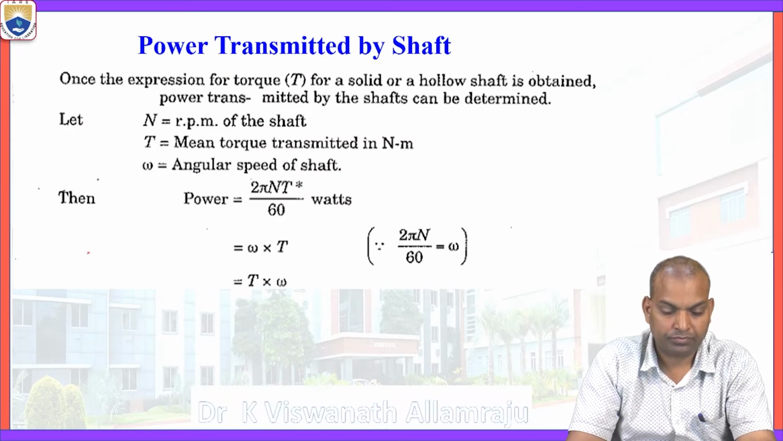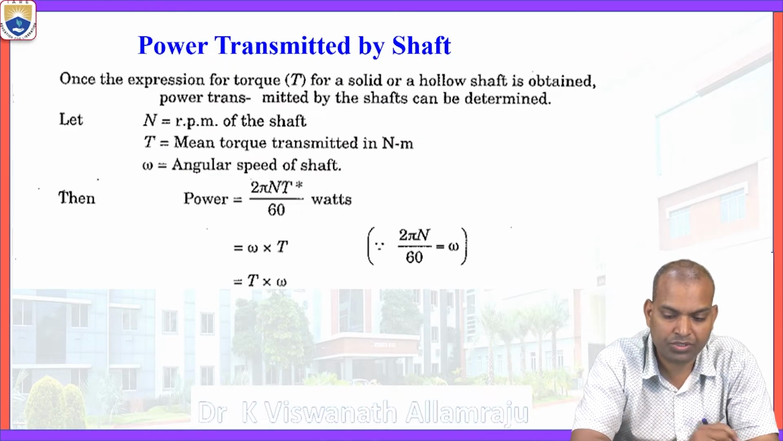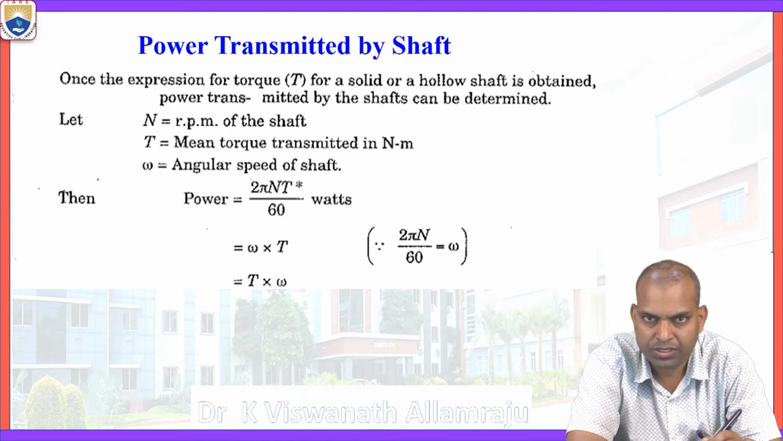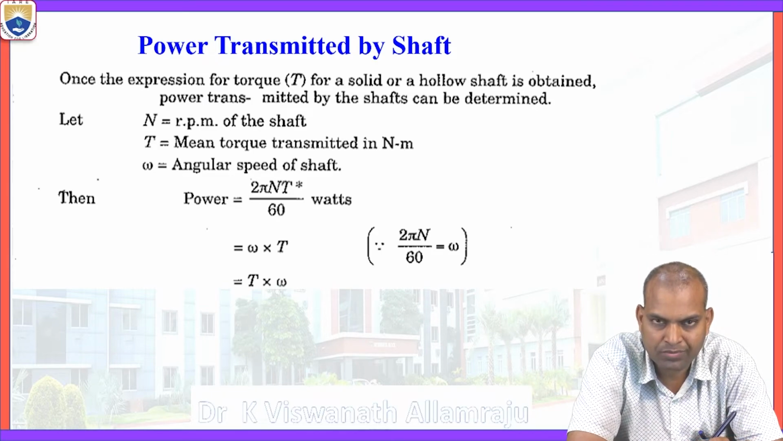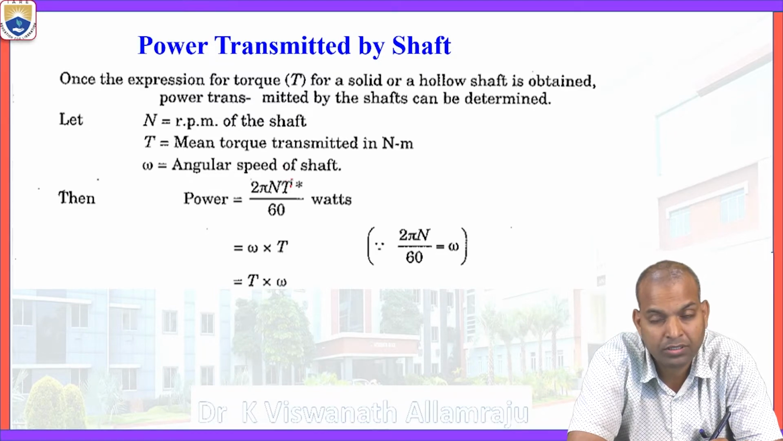Now, what is the power transmitted by the shaft? Here the power transmission, in terms of the torque, is 2 pi N T by 60. So this power transmission is the same, though the torque T may be different for solid and hollow circular shafts.